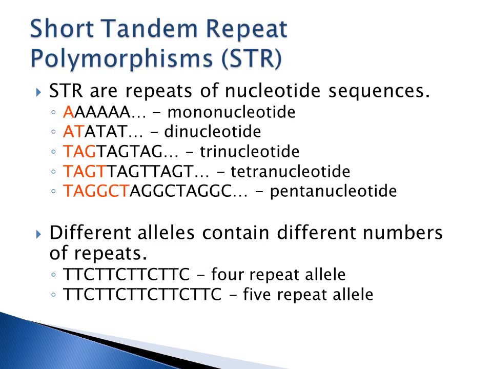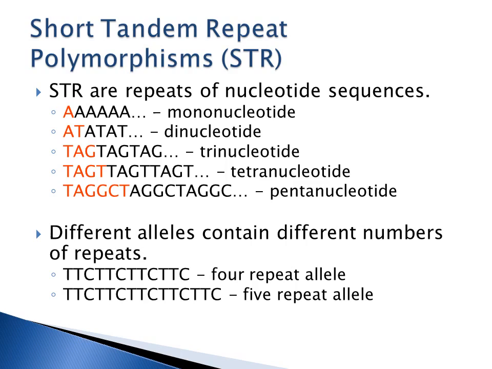So here are some examples of short tandem repeat polymorphisms. So short tandem repeats are repeats of a nucleotide sequence. For example, you could have a repeat of one nucleotide, A. That's a mononucleotide repeat. You can have a dinucleotide repeat, AT. Trinucleotide, 3 nucleotides repeated over and over, TAG. Tetranucleotide, pentanucleotide. So these are examples of short tandem repeats.